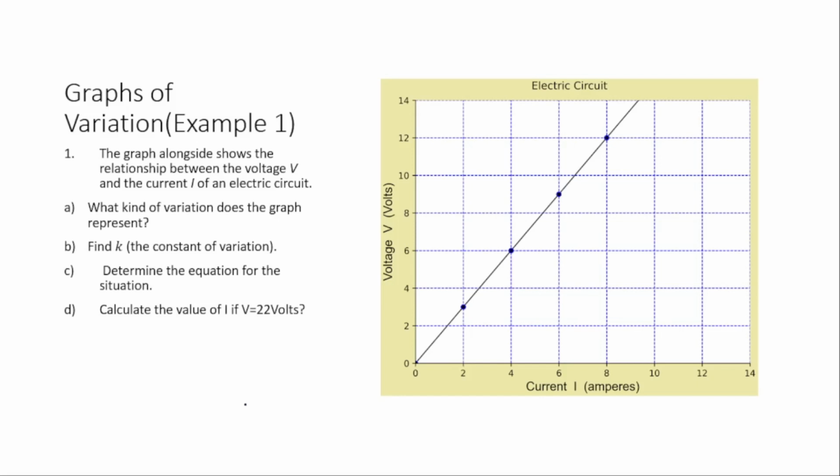So the graph alongside shows the relationship between voltage and the current of an electric circuit. Part A asks what kind of variation does the graph represent? B, find k, the constant of variation. C, determine the equation for the situation. Then D, calculate the value of I if V is 22 volts. Pause the video, try and look at this on your own and see whether you can sort it out.